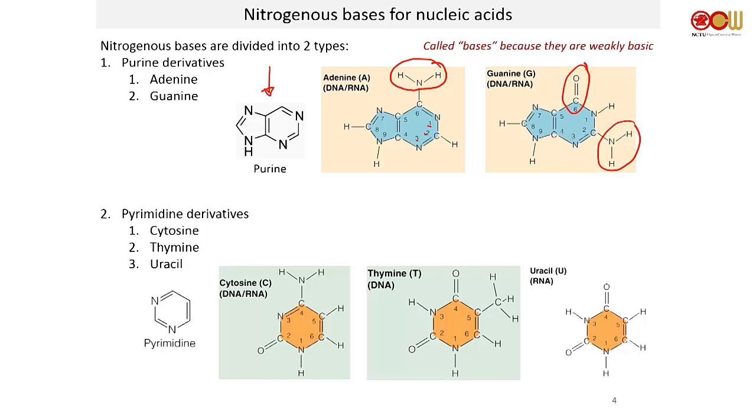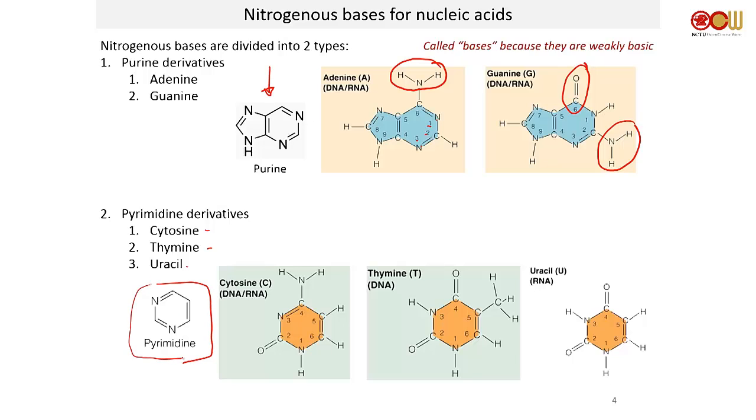Pyrimidines, you have 3 pyrimidines. 2 are used for DNA. Actually, no. 1 is used exclusively for RNA, 1 is used for DNA. Cytosine is used for both DNA and RNA. So you got cytosine, thymine, uracil. They're called pyrimidines because they're derived from this molecule called pyrimidine.